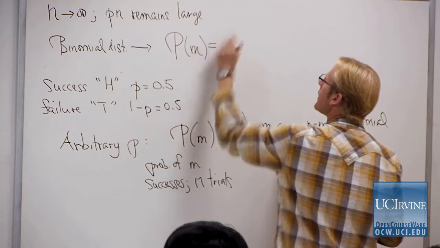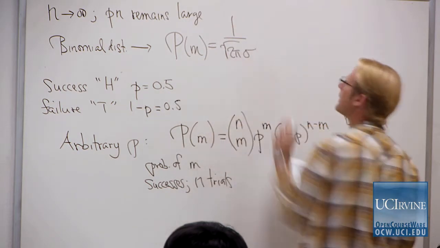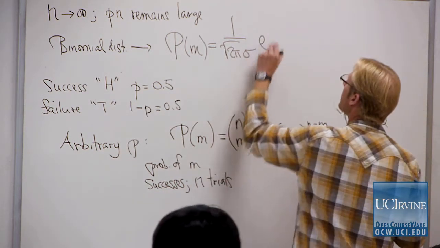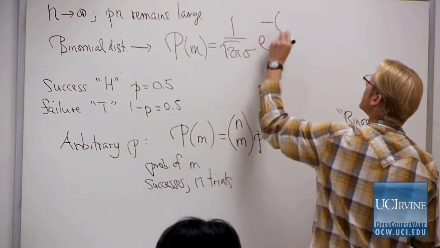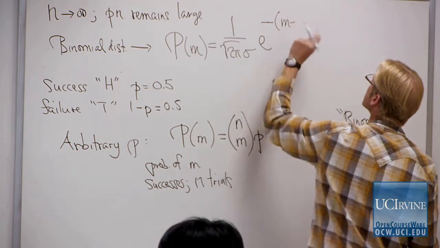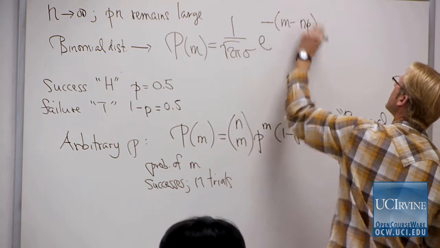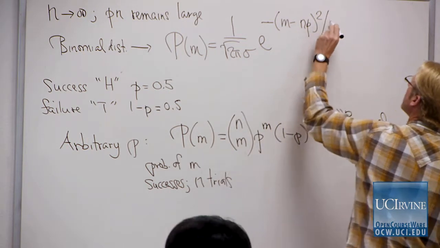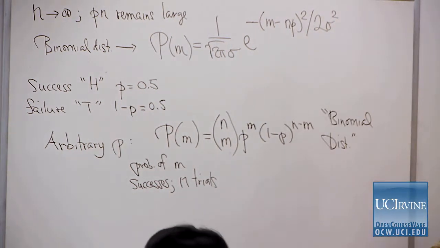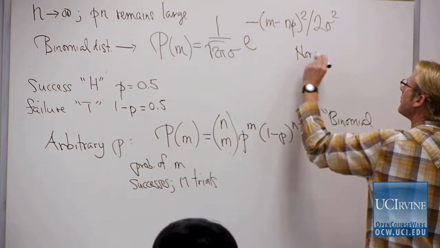So it's 1 over the square root of 2 pi times sigma. I'll tell you what sigma is in a minute. And then e to the minus m minus n times p, squared, divided by 2 sigma squared. Okay? And this is what's known as the normal, or the Gaussian distribution.